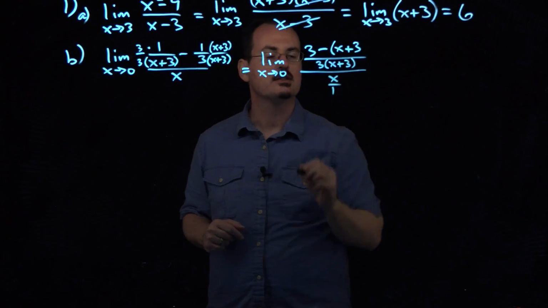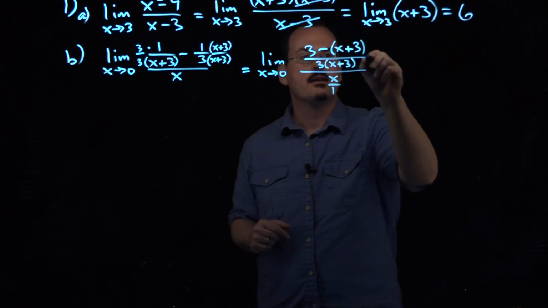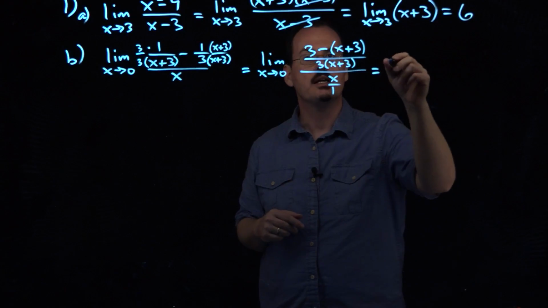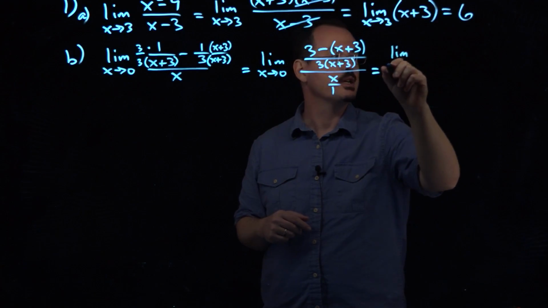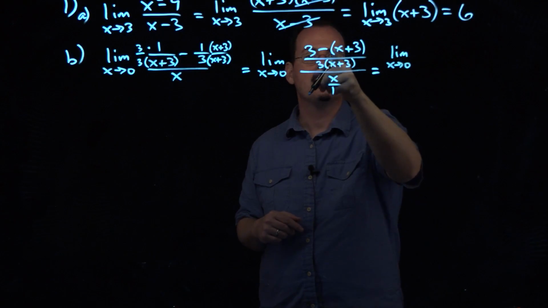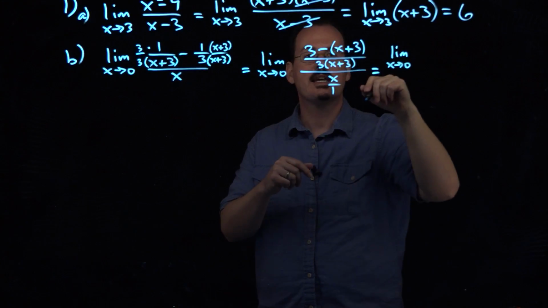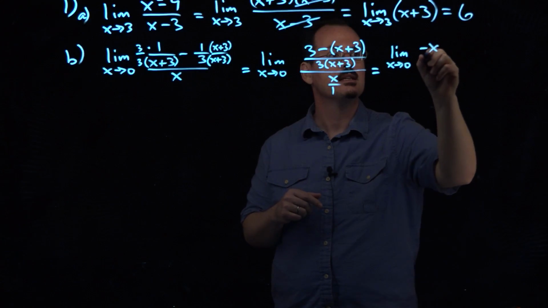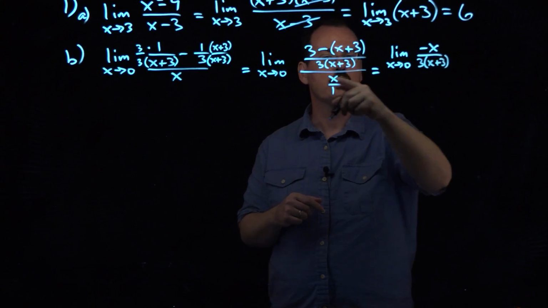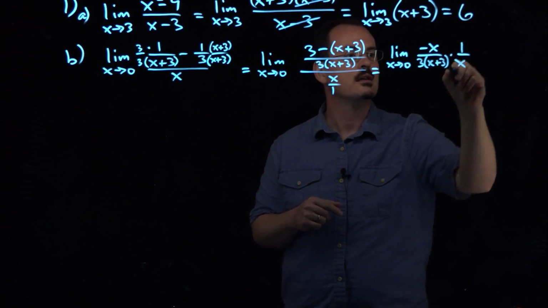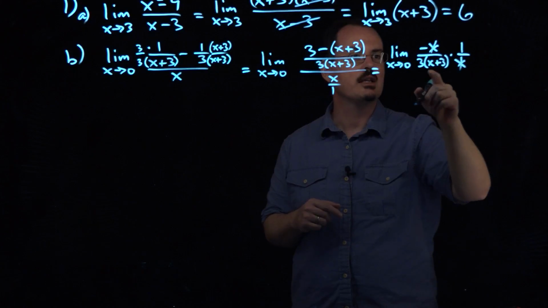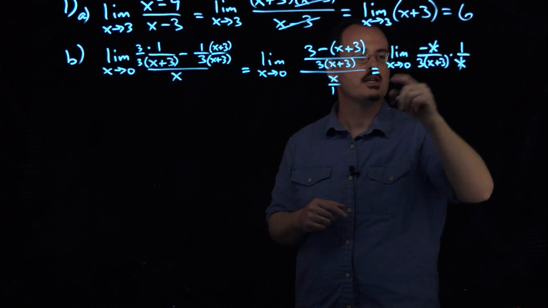And we can actually write that as x over 1. And then realize that when you have a fraction over a fraction like that, you can invert and multiply. So let's simplify that numerator. We're going to get, sorry, limit as x approaches 0. 3 minus x plus 3, that minus will distribute. The 3's will cancel. I'm going to be left with a minus x over 3 times x plus 3. And then I can invert and multiply that by x over 1. At that point, you can see that these are going to cancel. So what am I left with? Negative 1 over 3 times x plus 3.